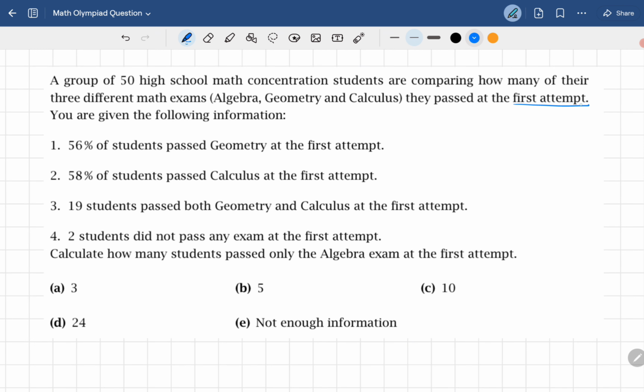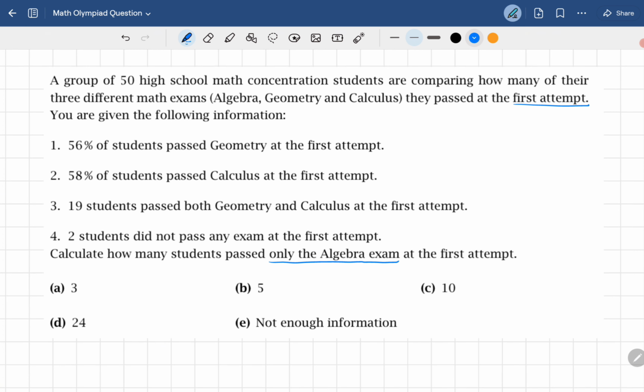You are given the following information. 56% of students passed geometry at the first attempt. 58% of students passed calculus at the first attempt. 19 students passed both geometry and calculus at the first attempt, and 2 students did not pass any exam at the first attempt. And now they're asking, calculate how many students passed only the algebra exam at the first attempt. So feel free to pause this video and give this problem a go.